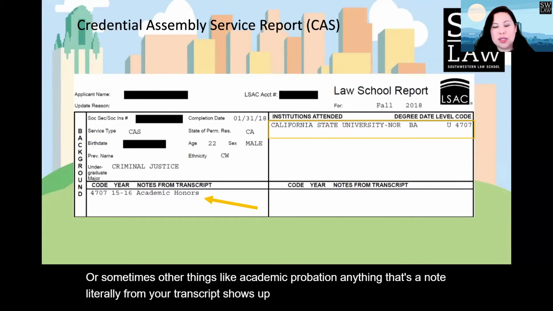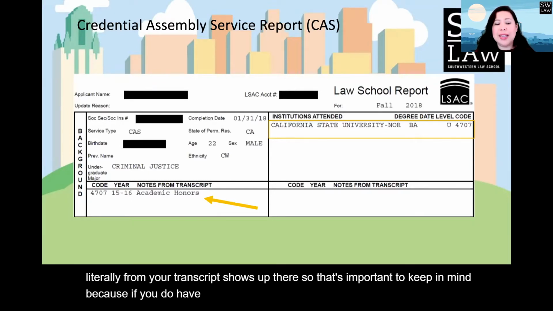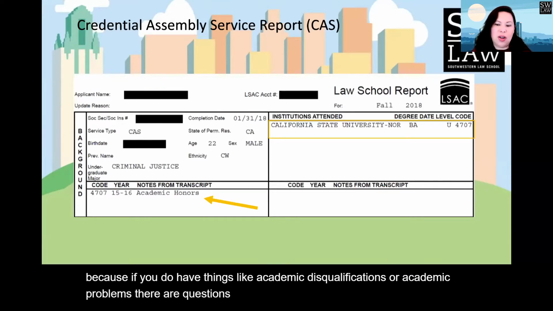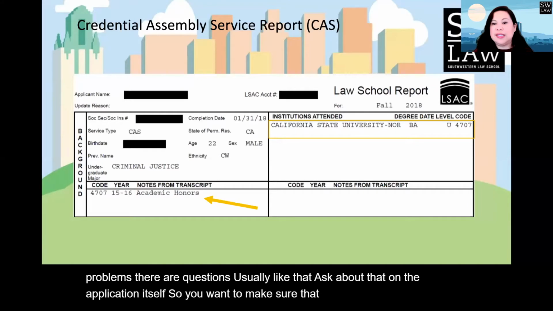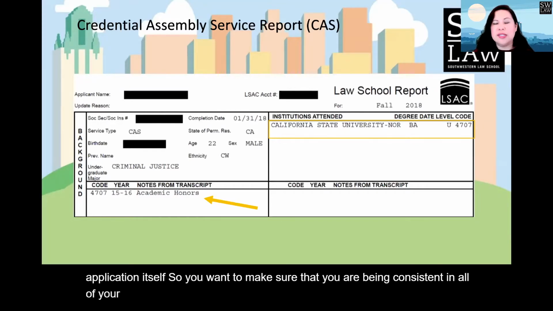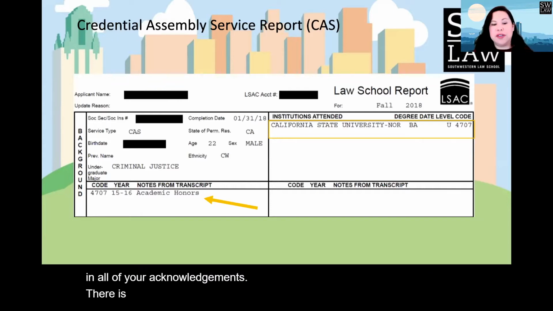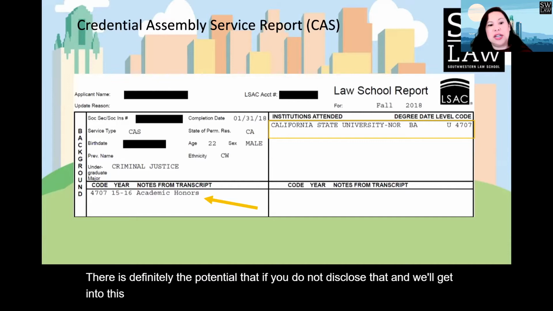That's important to keep in mind, because if you have things like academic disqualifications or academic problems, there are usually questions that ask about that on the application itself. You want to make sure that you are being consistent in all of your acknowledgements. There is definitely the potential that if you do not disclose that, and we'll get into this in the character and fitness section later, that could lead to some trouble for you.